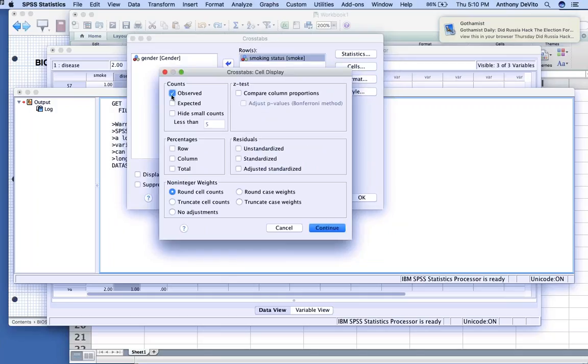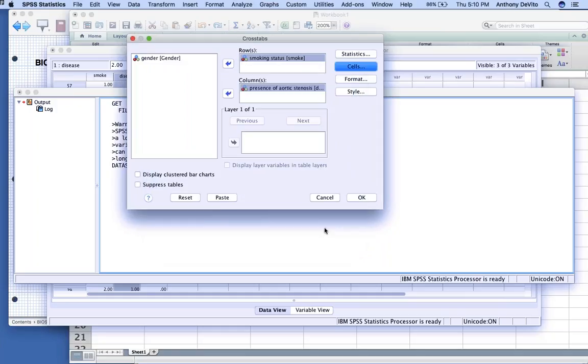Right now, it's going to organize this into the observed values. That's all it's going to do, just observed values. If I want expected values, I have to click that. I'm just going to do that right now. I'm going to let SPSS organize this for me. I'll go back and do it again.